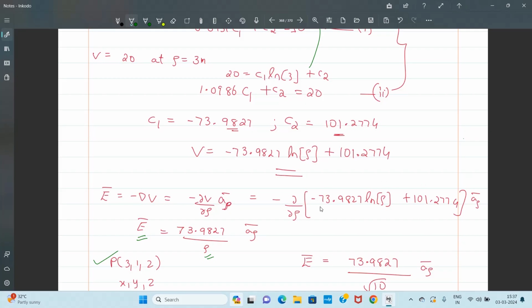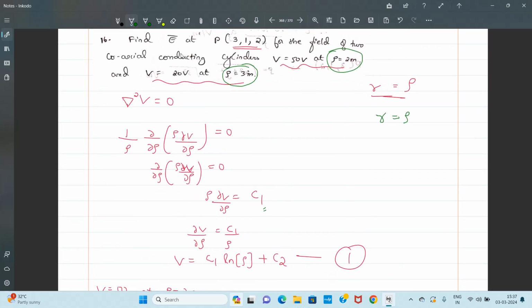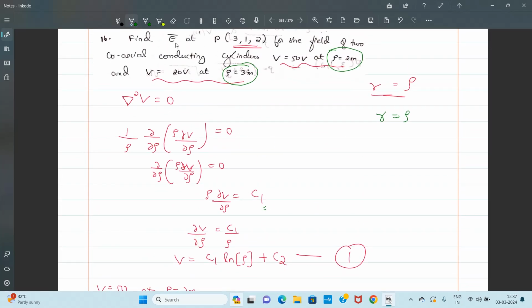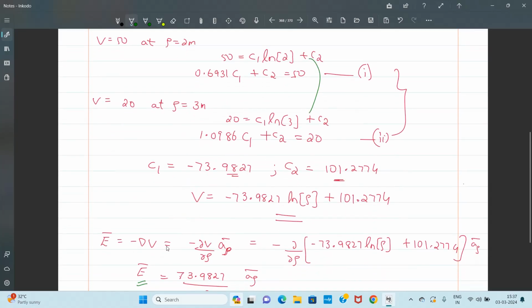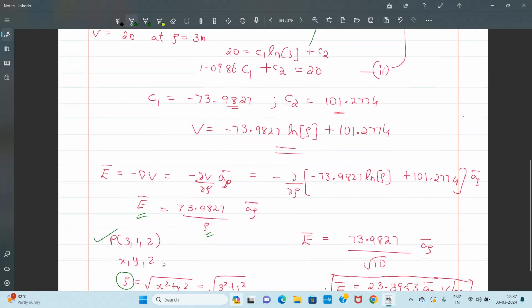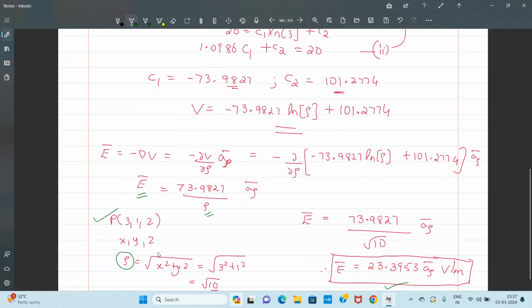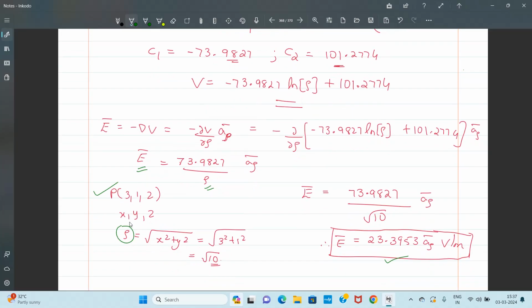And by substituting V and differentiating it, I got this answer. But read the question carefully. They are not asking you the equation. They are asking you to find the value of E at this point. But the point that is given is in Cartesian system. You need to find out the cylindrical system value. Because in this equation, you have to substitute the value of rho, right? So rho is root of x square plus y square. From that, I got the answer as root 10. Substitute it here and get the value.